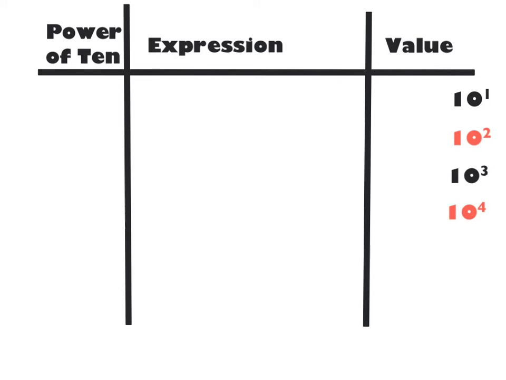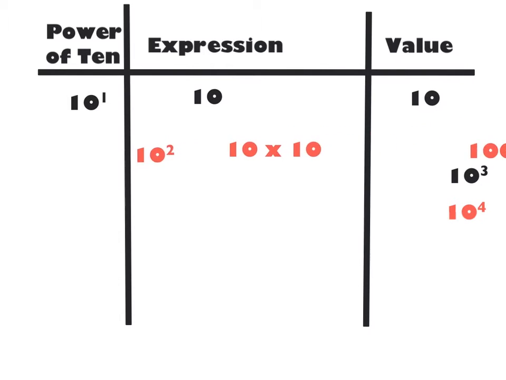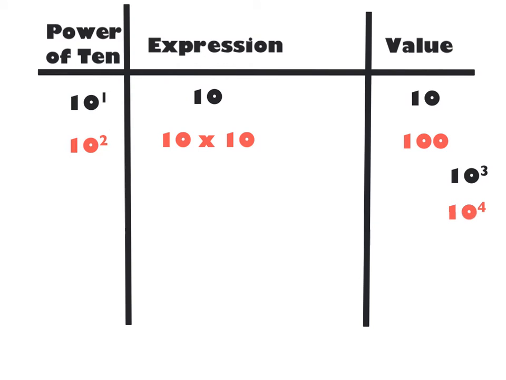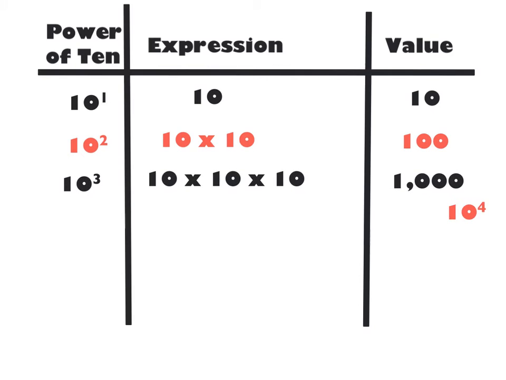Our first one is 10 to the first power, meaning that we only have one 10, and the value is 10. 10 to the second power is showing that we are multiplying 10 times itself. 10 times 10 has a value of 100. 10 to the third power means that we are multiplying 3 tens. 10 times 10 times 10 equals 1,000.